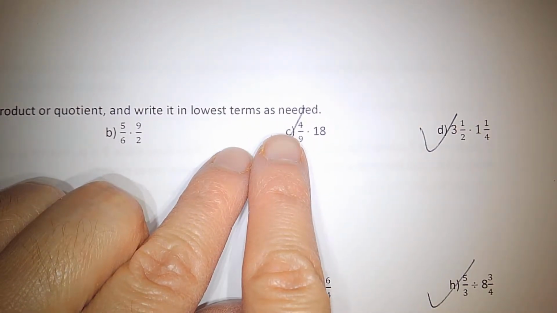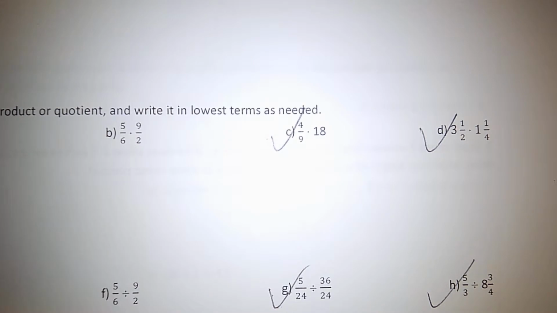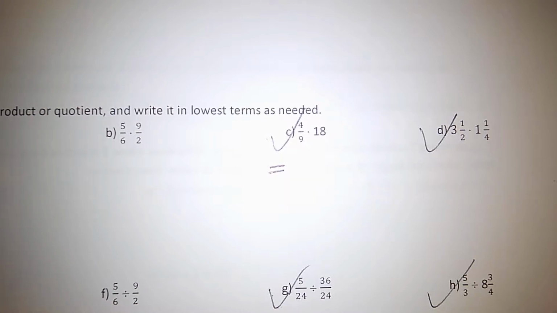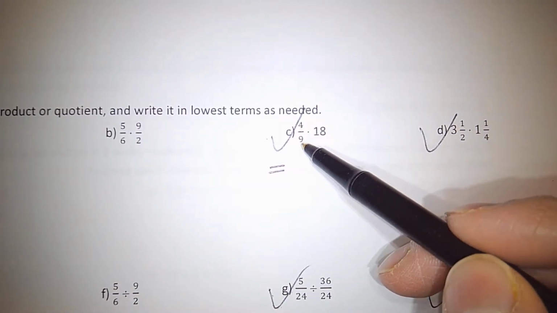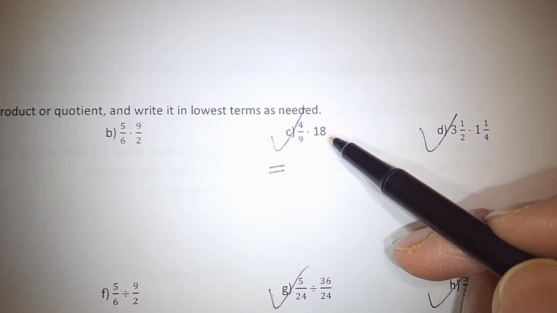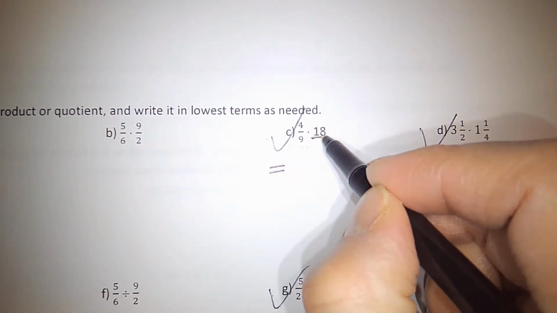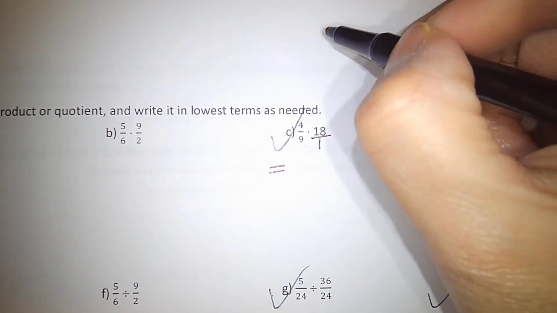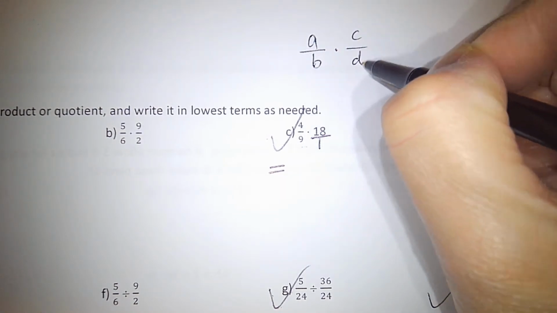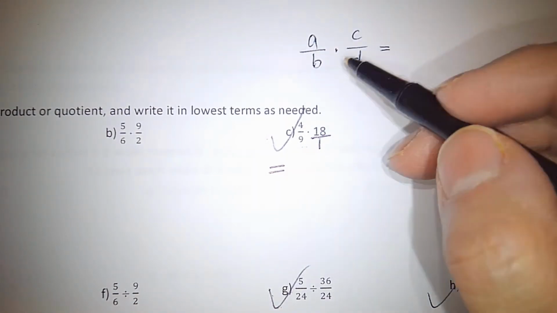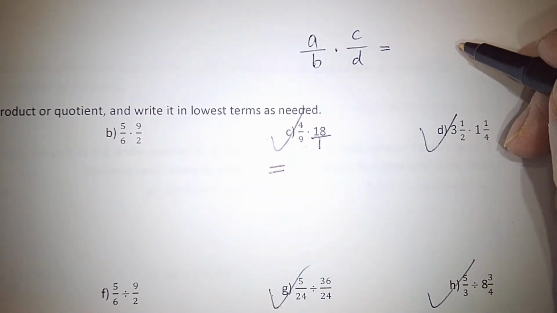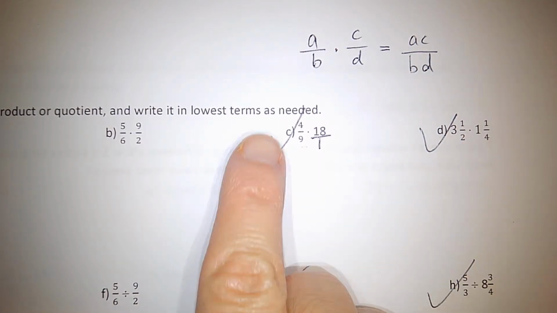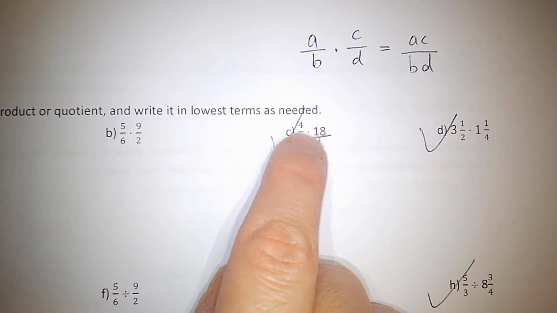Alright, multiply 4 9ths by 18. Do you still remember how we do fraction multiplication? 4 over 9 is a fraction, but is 18 a fraction? No, it's not a fraction. However, we could rewrite it as 18 over 1, right? So we have a fraction times a fraction. Say A over B times C over D. Everybody, do you know how to do fraction multiplication? Yes. A times C divided by what? B times D, right? Okay, so we have this 4 over 9 times 18 over 1.